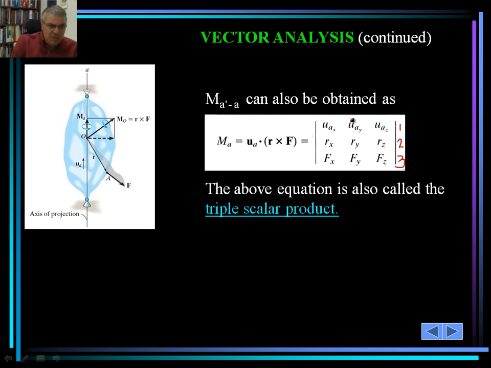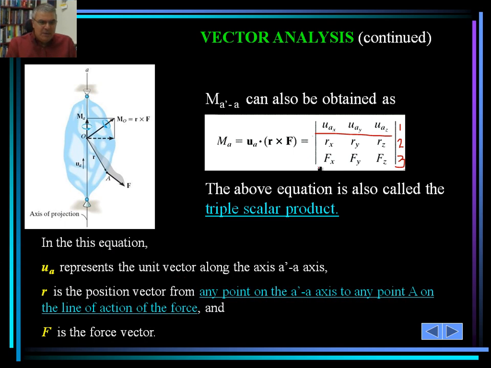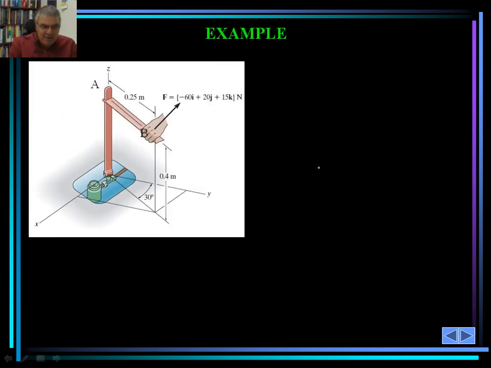What is basically changing here is that instead of having i, j, k like we did with a simple cross product, we have U sub A in the X direction. Instead of the i, j, k components, now it's going to have U sub AX, U sub AY, U sub AZ components, and that would be the first line. The second and third lines basically remain the same as with the simple R cross F we did before. So U sub A represents the unit vector along the axis we are trying to calculate the moment about. R is the position vector, again from any point on the axis to any point on the line of action of the force, and F is the force vector.